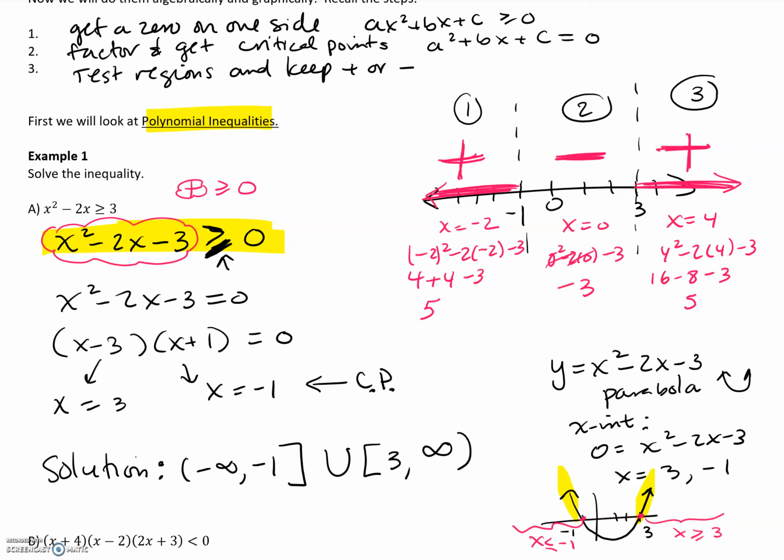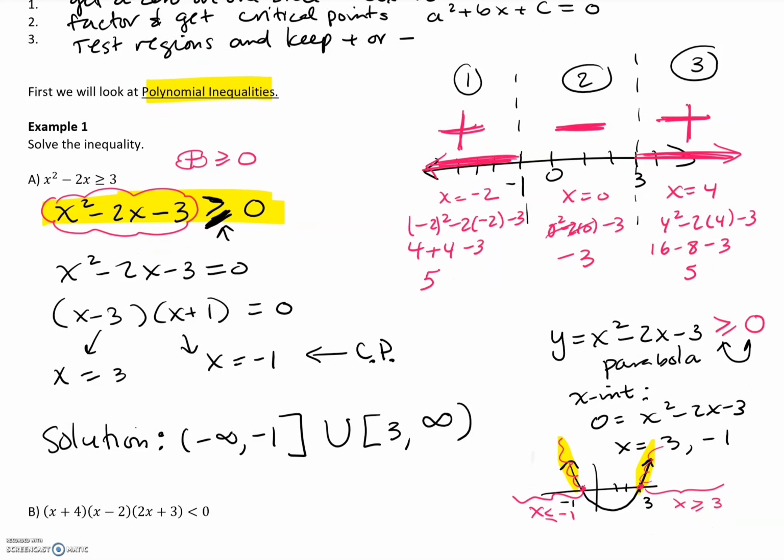Algebraically, you're testing regions looking for positives and negatives. Graphically, you're just paying attention to what the parabola is doing. It's saying, hey, when is the parabola greater than or equal to zero? So you're going to have to pick this region and this region, and then give the x values that create those regions. Let's go to the next example.